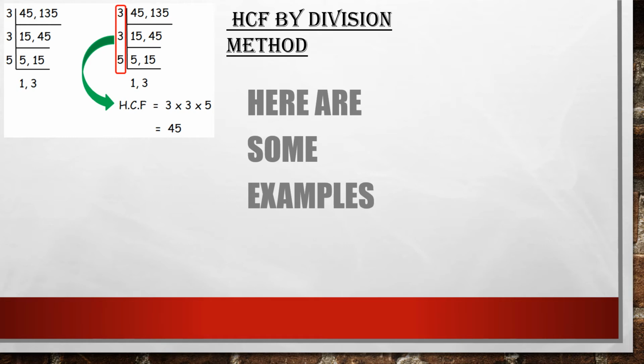Again, when it is divided by 3, the quotients are 5 and 15. We divide it by 5. The quotients are 1 and 3. When you see, there is no other number common to 1 and 3 other than 1. So we stop here. So HCF equals the product of 3 into 3 into 5, which gets us the answer 45.